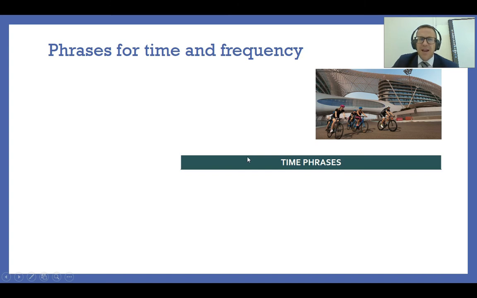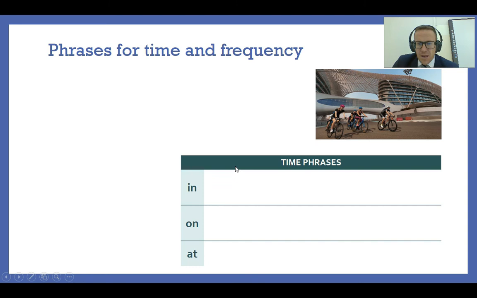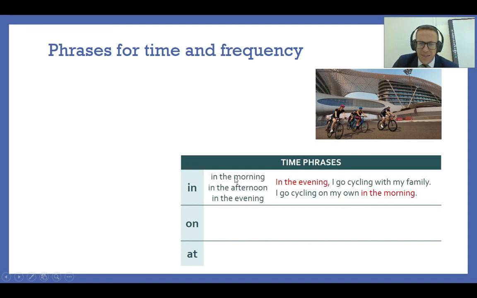Now let's look at time phrases. There are many time phrases, but they use these 3 words at the start: in, on, or at. So for in the morning, in the afternoon, in the evening. In the evening, I go cycling with my family. I go cycling on my own in the morning. So we can use it at the start, we can use it at the end. The only difference is this comma. If you use it at the start, you put a comma after.